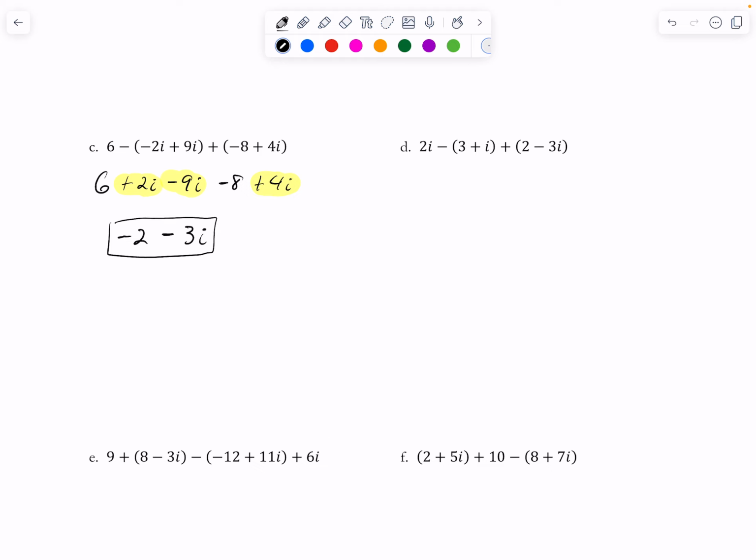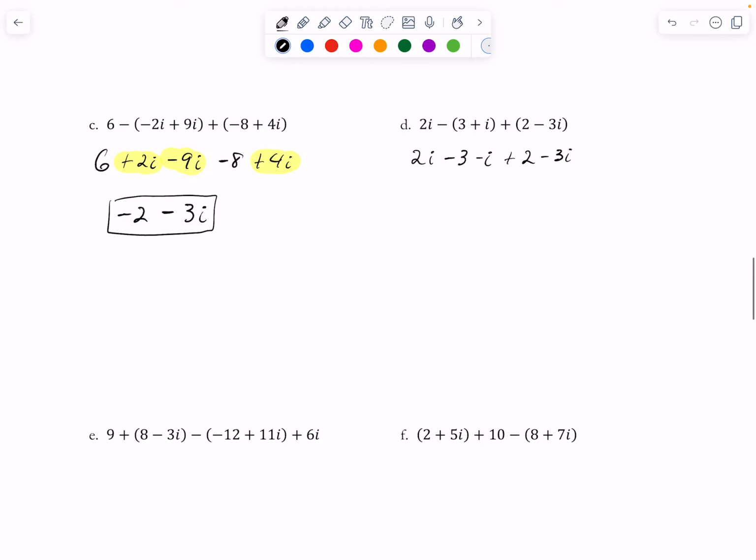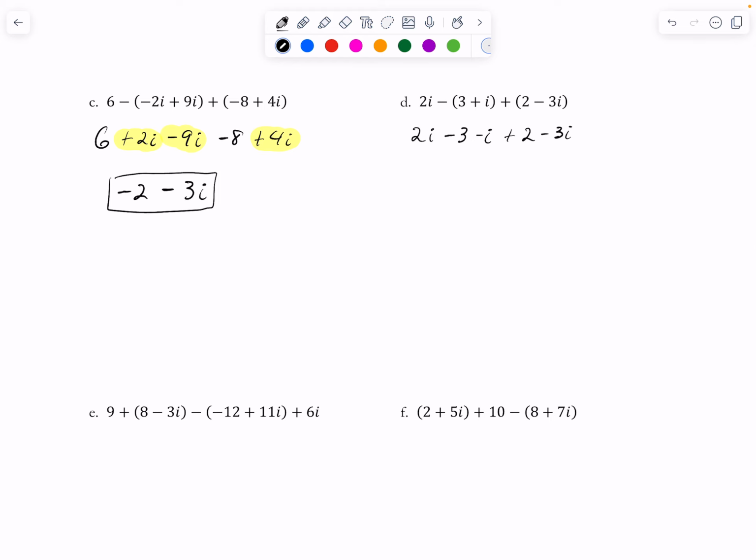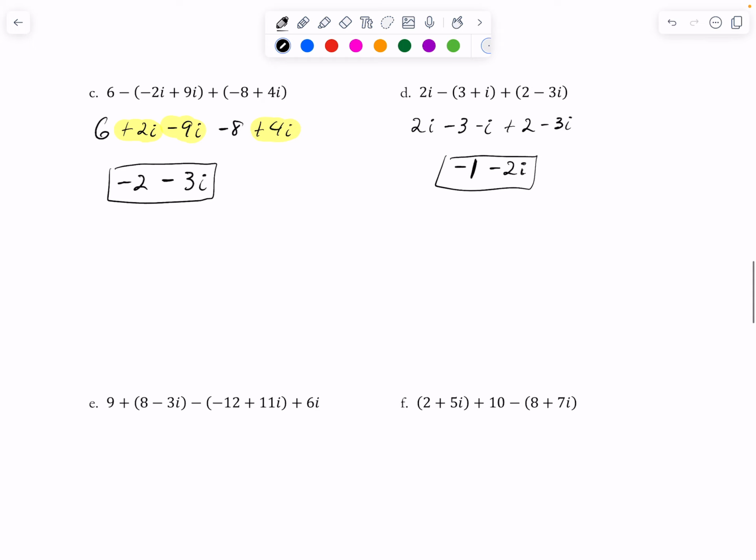All right, let's do the next one. Distributing that subtraction again to get minus 3 minus i, and then bring down the one after the addition. So let's see, I have negative 3 and a positive 2 is going to be negative 1. 2i minus i is going to be 1i. 1i minus 3i is going to be negative 2i. All right, 2 more to go.